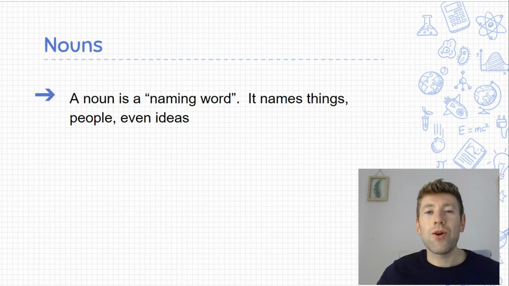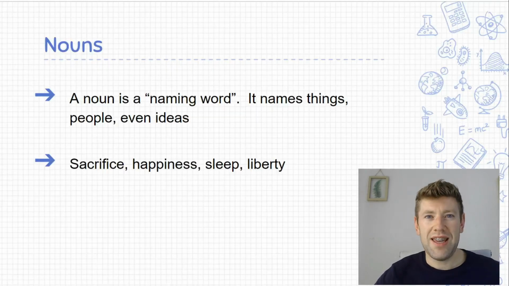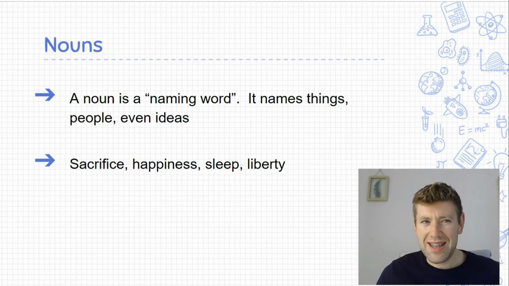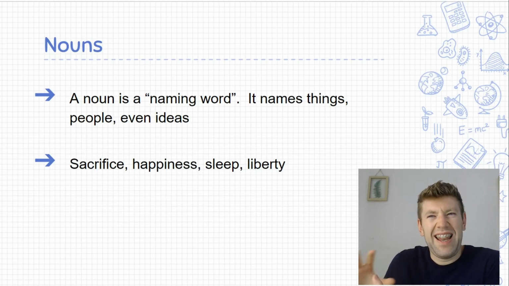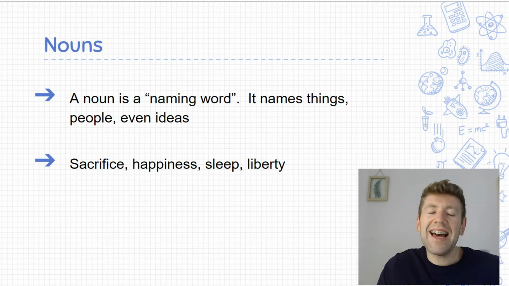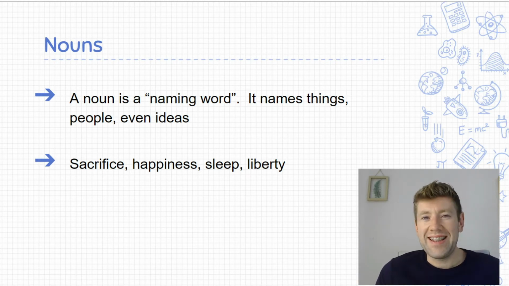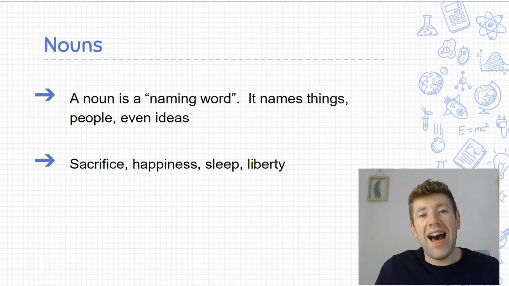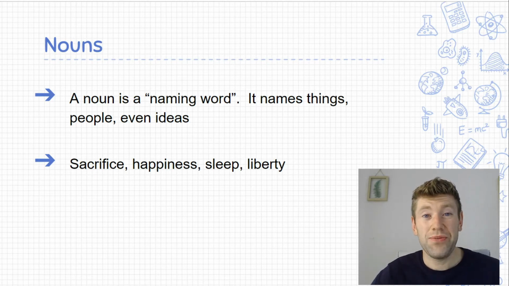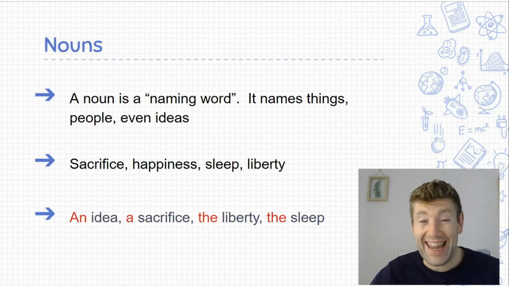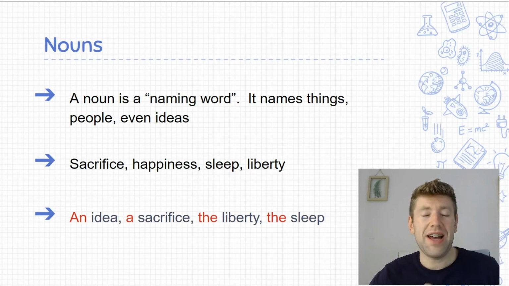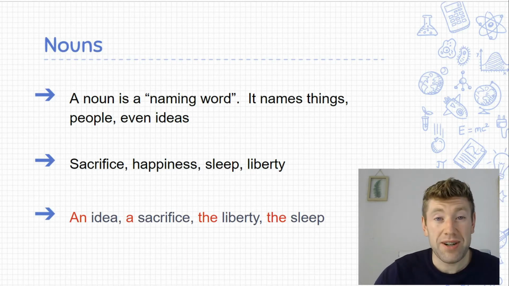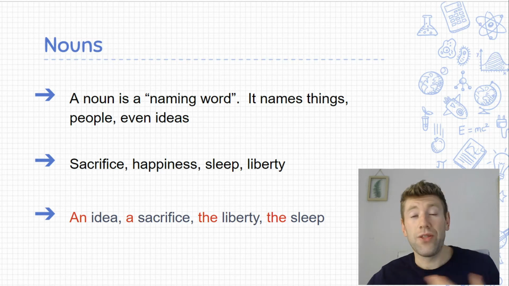But then when you get into more abstract things, you start going, well, geez, is sacrifice a verb? Is that a noun? What about happiness? Because that's not a thing, is it? It's not tactile, it's not tangible. And then the same with things like sleep or liberty. So what I always like to think of is, it's anything that you can put the, a, or an in front of. So for example, we could have an idea, a sacrifice, the liberty, the sleep, and therefore we know it's a noun.